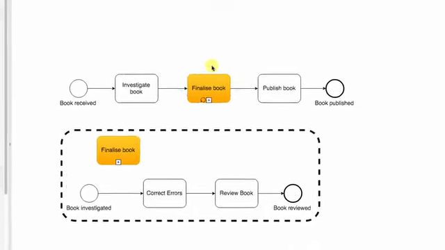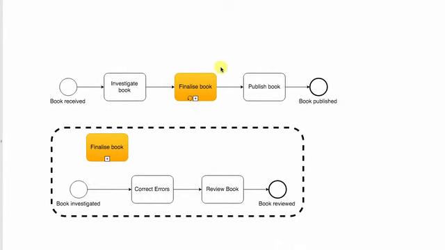Now, we need a completion condition for the sub-process, the same as with a normal task. In our case, the completion condition is until book is approved. So when the review is positive and we say that this book is ready to be published, we stop executing this sub-process and we move on to the action of publishing the book.